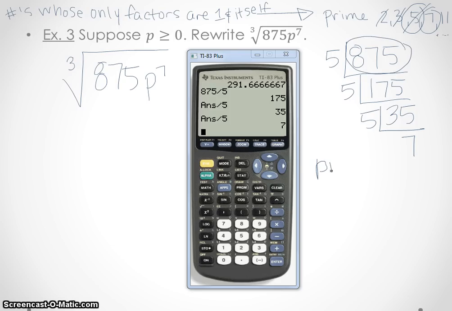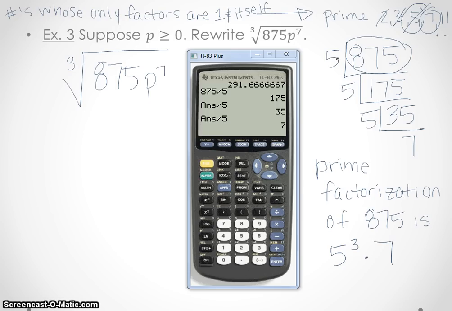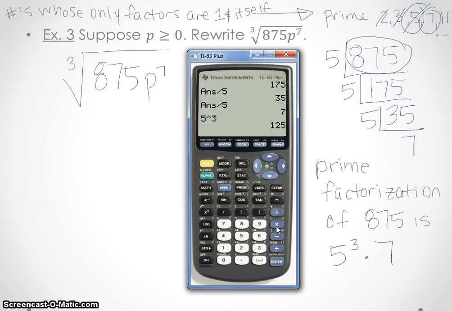So the prime factorization of 875 is, and you just write all these out. You say 5, well, how many 5s are there? To the third power, or times 7, okay? So we have 5 times 5 times 5 times 7, and that gives us 875. Don't believe me? Try it. 5 to the third power times 7, and boom, we get 875.